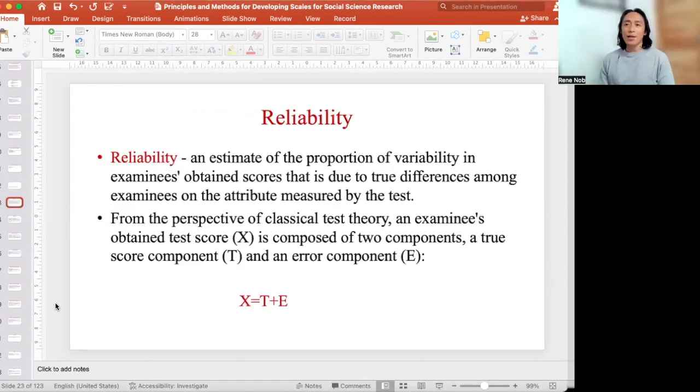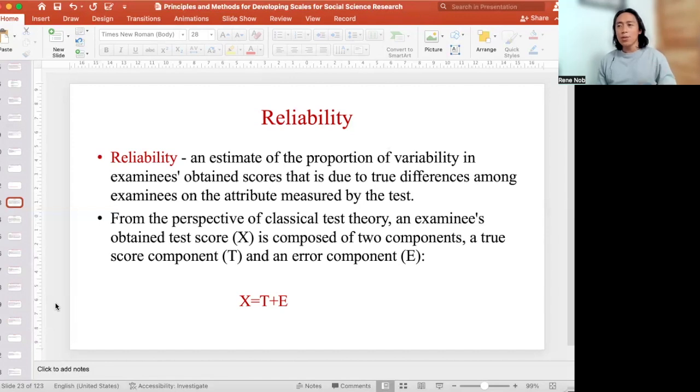So let's first define what reliability is. And you will notice from the definition that it's quite different from our common knowledge of what reliability is. Reliability is defined as the estimate of the proportion of variability in examinees' obtained scores that is due to the true differences among the examinees on the attribute measured by a test. That definition is quite different from how we commonly understand reliability. So let's try to understand what this definition means.